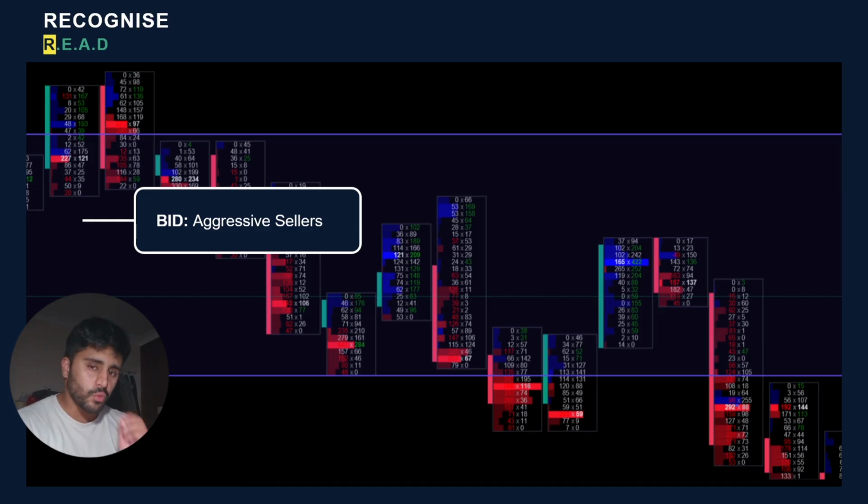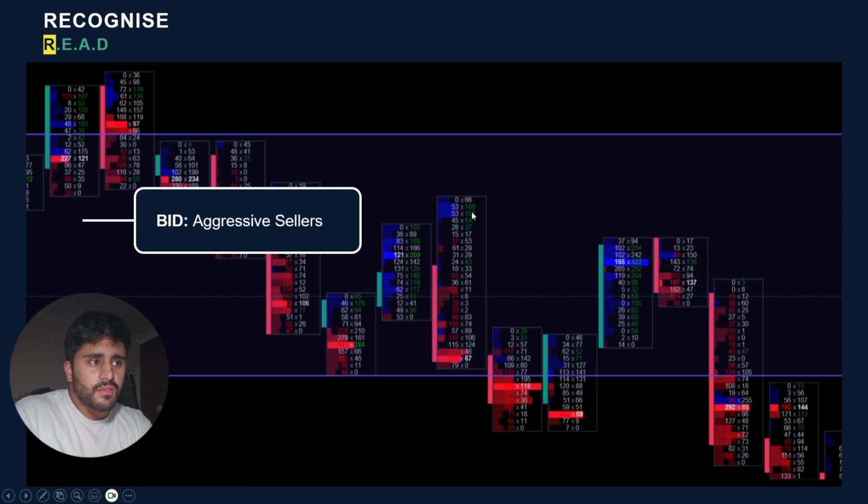Now you don't need to read all the numbers, but you do need to understand what the left and right number represents. So the left number in any candle represents the bid. These are aggressive sellers, right? Notice the word aggressive, right? You can look at aggressive as they're hitting the market now. They're hitting the market now at that price at that time.